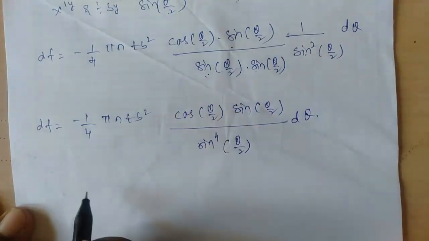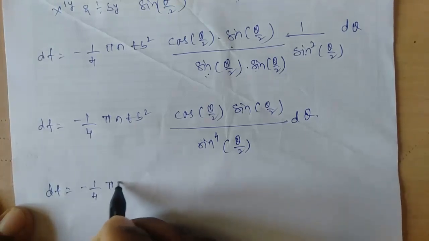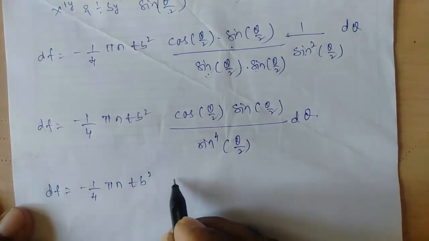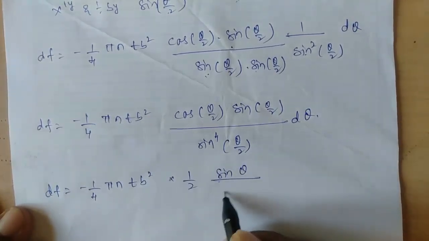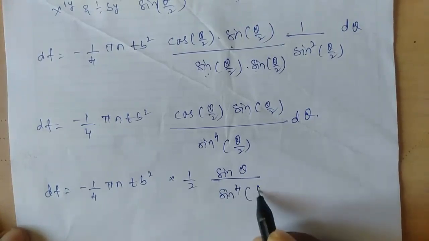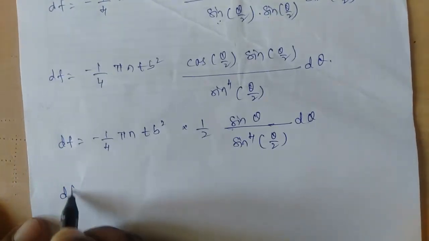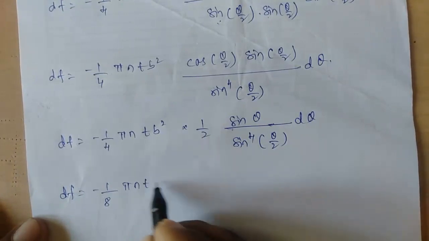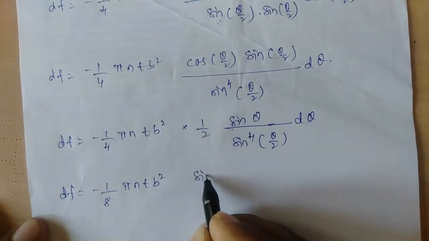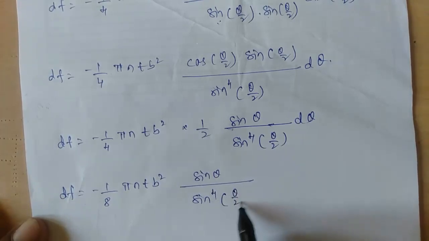So after simplifying this, we can write this equation as dF = -1/(4πn) t b² × 1/2 × sin θ / sin⁴(θ/2) dθ. So therefore dF = -1/(8π) n t b² sin θ / sin⁴(θ/2) dθ.